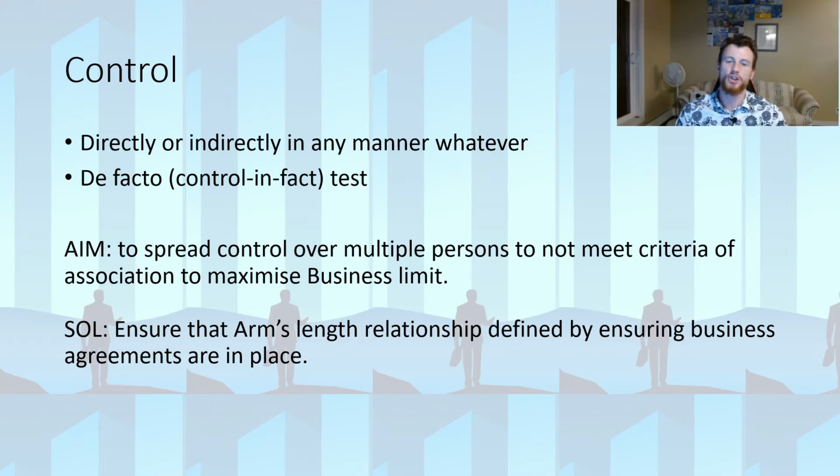Right, looking back at control, again, directly or indirectly by whatever manner whatsoever, we're looking at influence. If there are agreements in place, if there are certain reasons that can determine that one individual controls one corporation over another.